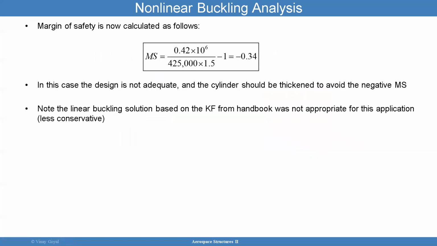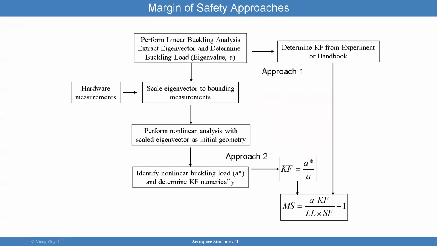So that's something to keep in mind as you do this. In this case, the design is not adequate, and the cylinder should be thickened to avoid negative margins. Another approach is to try to figure out how to improve the production so that it is more repeatable and you're not getting these large imperfections to begin with, like a dent, a ding, or an out-of-round situation that could be quite important to address.